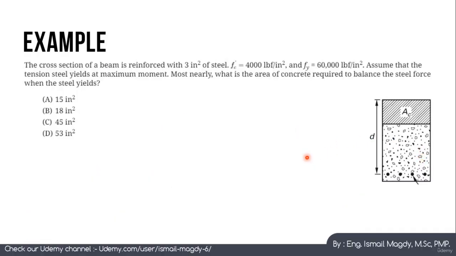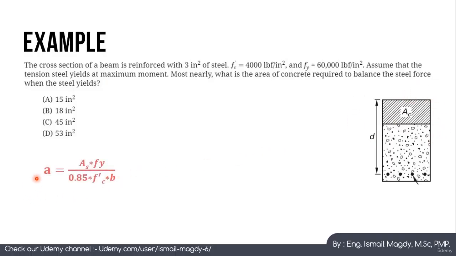As you can see here, the cross section of this beam is reinforced with 3 square inches of steel. This is the area of steel. fc' equals 4000 pounds per square inch, and fy is 60,000 psi. Assume that the tension steel yields at maximum moment. Most nearly, what is the area of concrete required to balance the steel force when the steel yields? So we want to calculate this area of concrete.